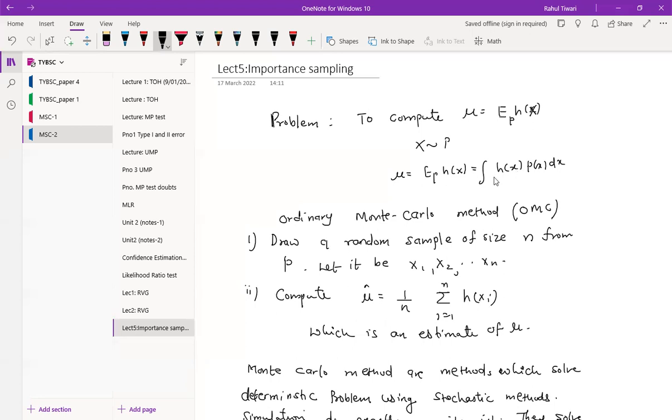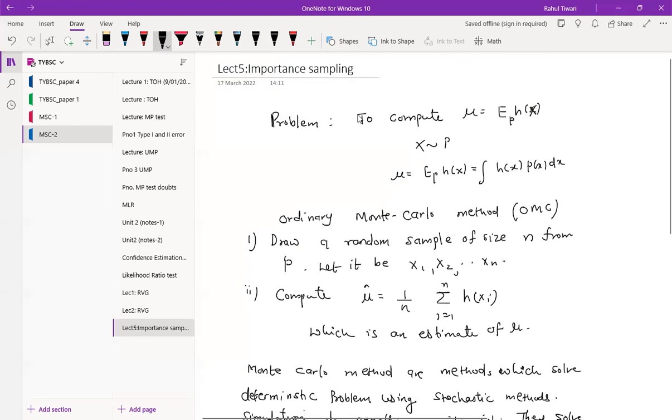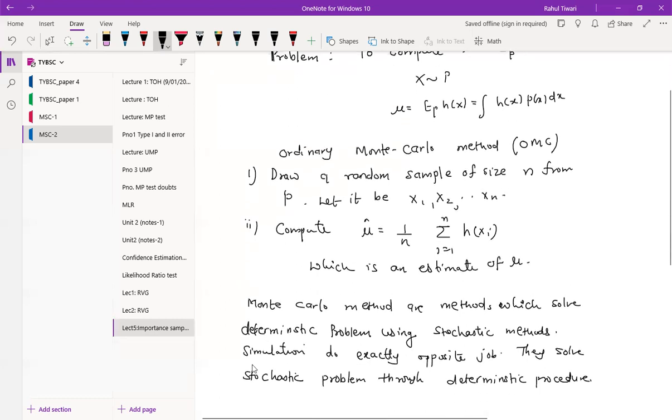Getting the point? Here you have the actual value, which is the integration of this value. This is a deterministic problem, but I am solving it through the stochastic route, through probability concepts. So this mu hat is your estimate of mu. But what happens under importance sampling? Under importance sampling, we do exactly the same: we solve the stochastic problem through the deterministic procedure. Now how is it?